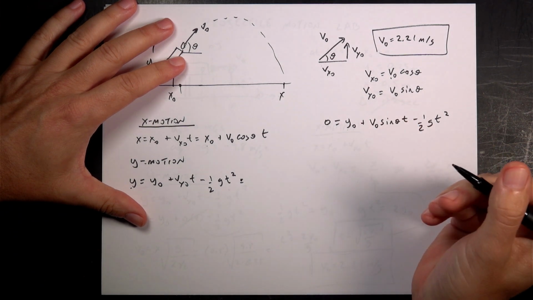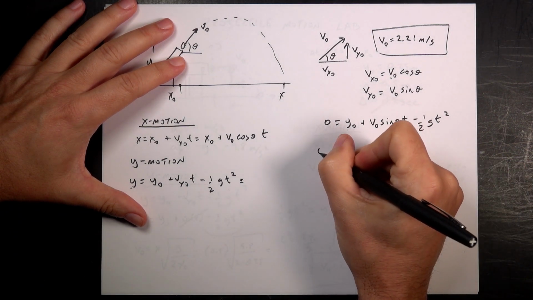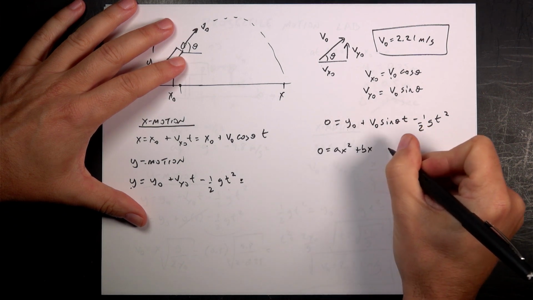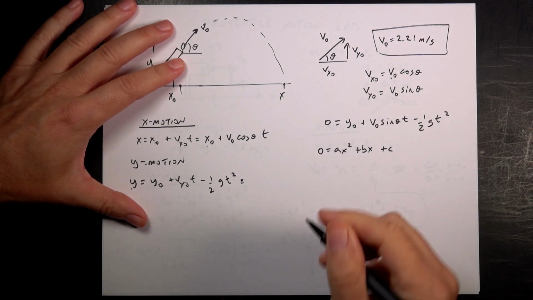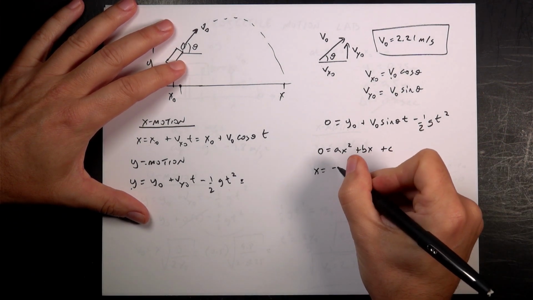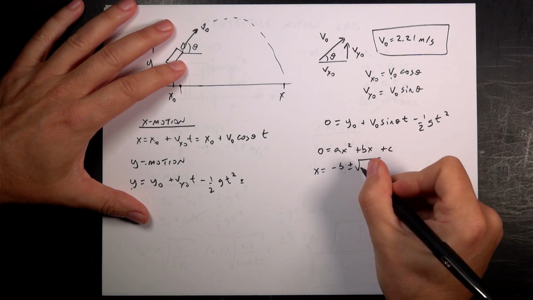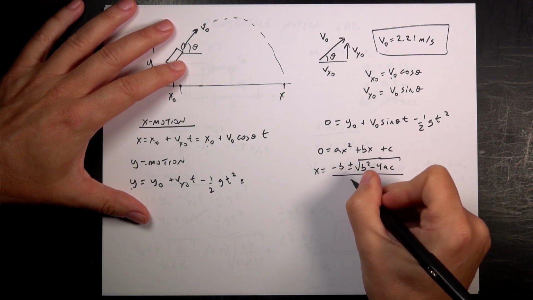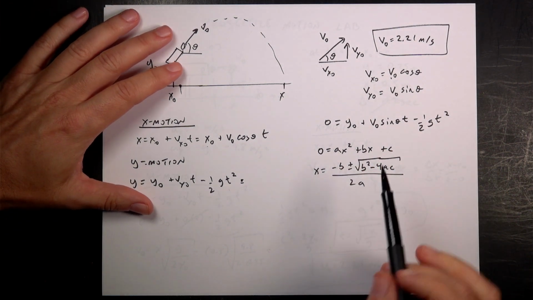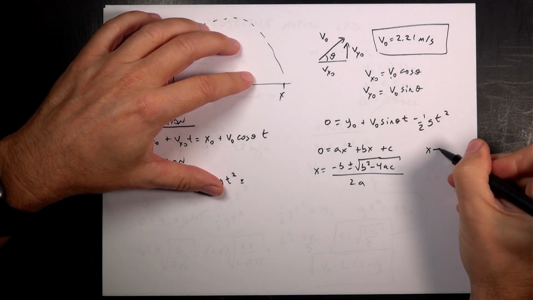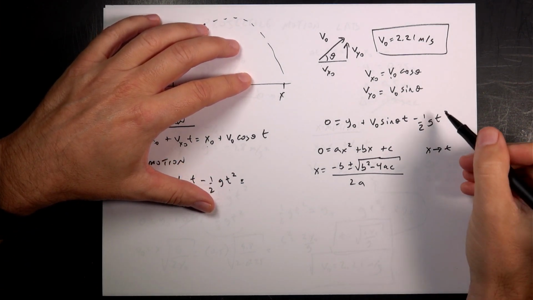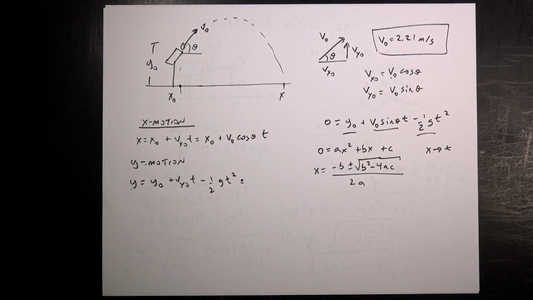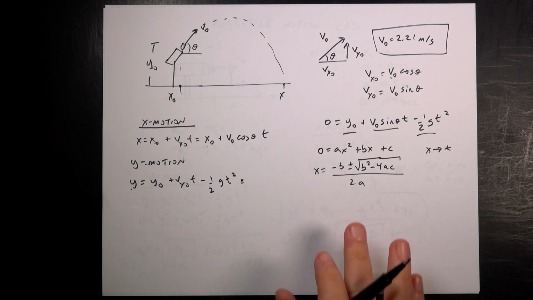So remember, in general, the quadratic equation says if you have something of the form 0 equals ax squared plus bx plus c, this is how they write it all the time. Then x equals negative b plus or minus the square root of b squared minus 4ac all over 2a. In this case, instead of x, we have t. This is going to be our a, this is going to be our b, and this is going to be our c. This will solve for the times, and we will get 2.